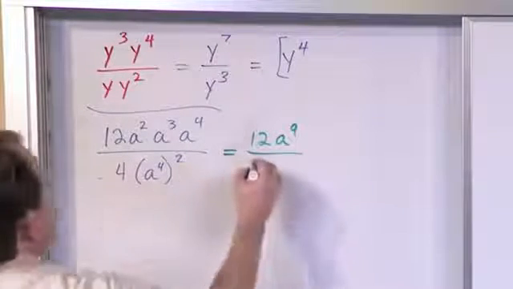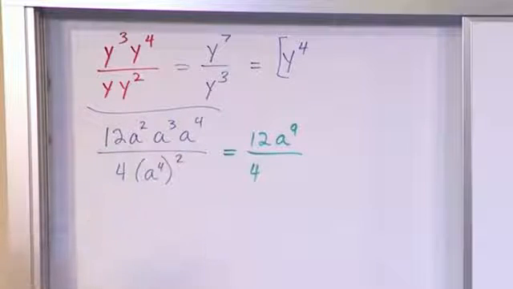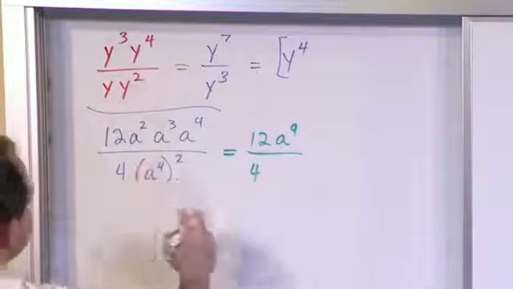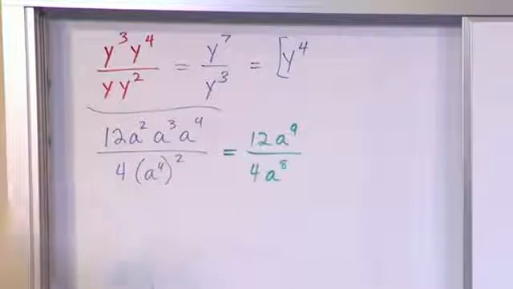On the bottom, we have a 4, but now we have a power raised to another power. We just learned that when you have a power raised to a power, you multiply them. 4 times 2 is 8. Now this looks a whole lot simpler, right?